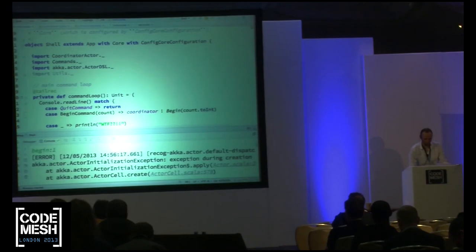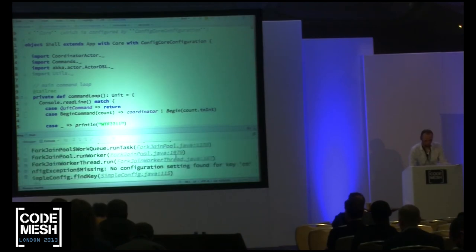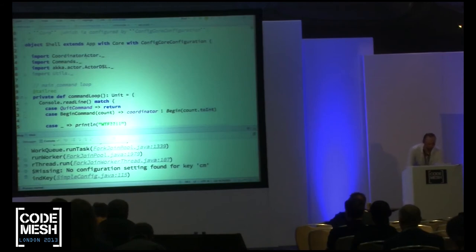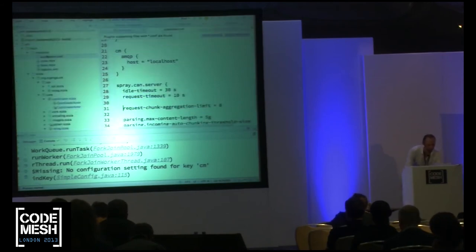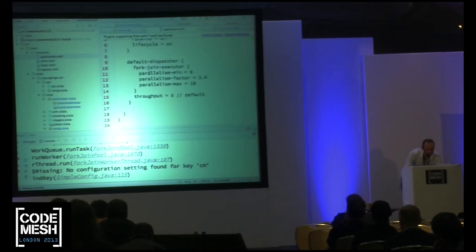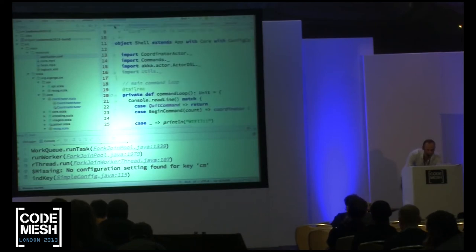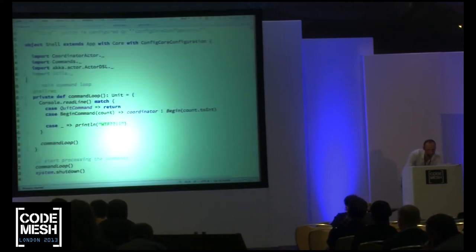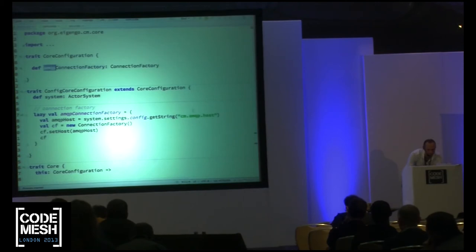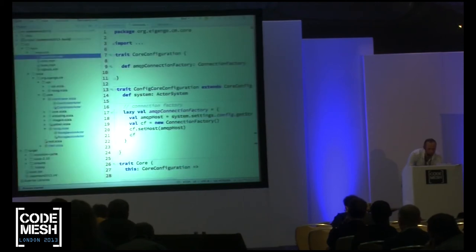Oops. That's not very good, is it? Exception during creation. No configuration found for key CM. Aha. Even though that is here indeed. So let's see. This is in our core configuration, cm.amqp.host, that should work. I'm going to do the usual dance of rebuilding the whole thing.